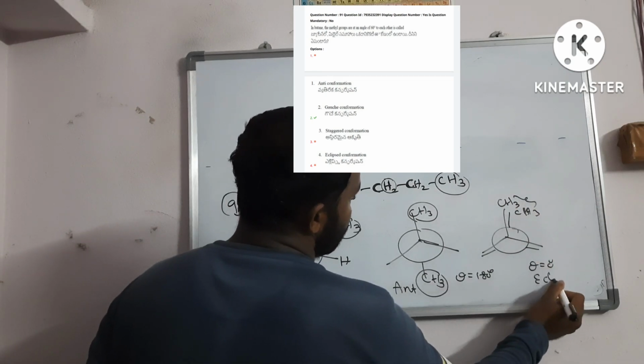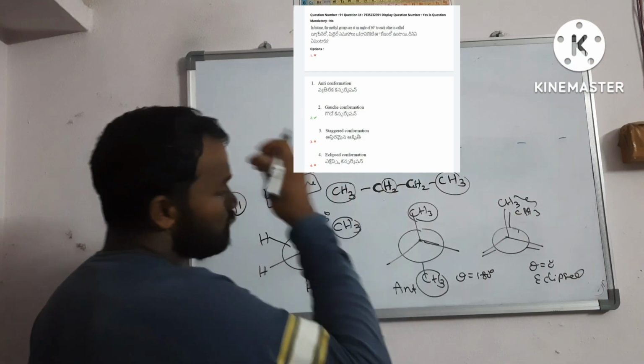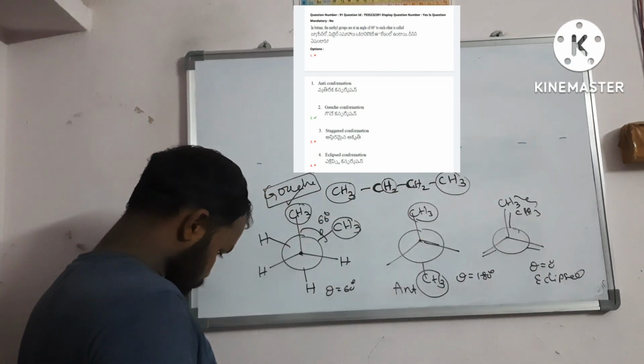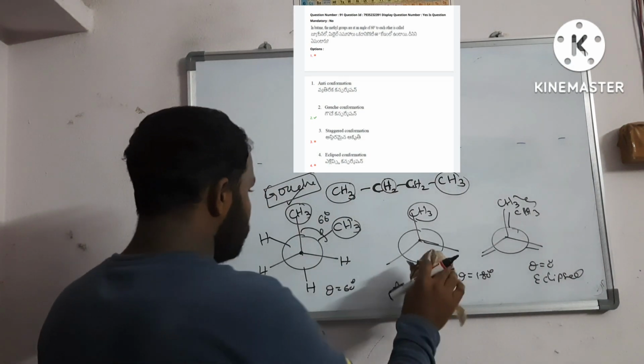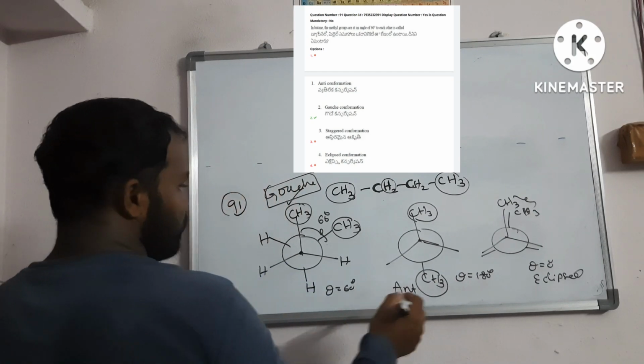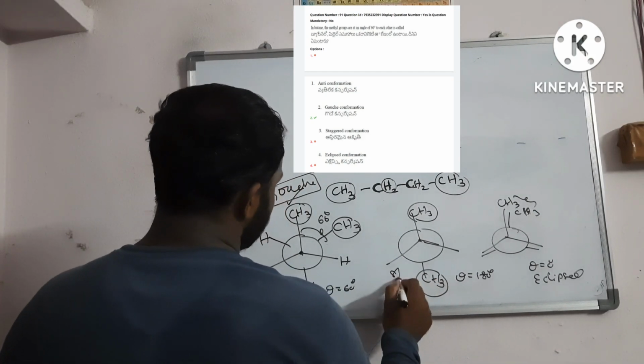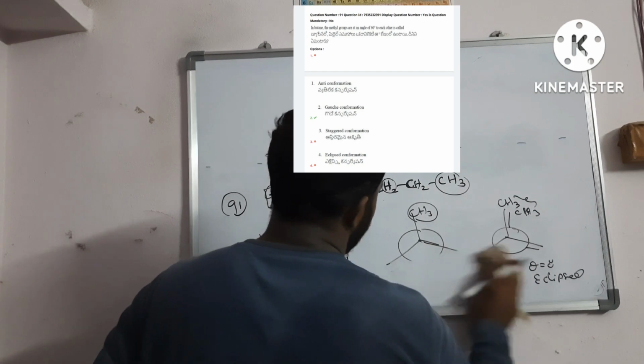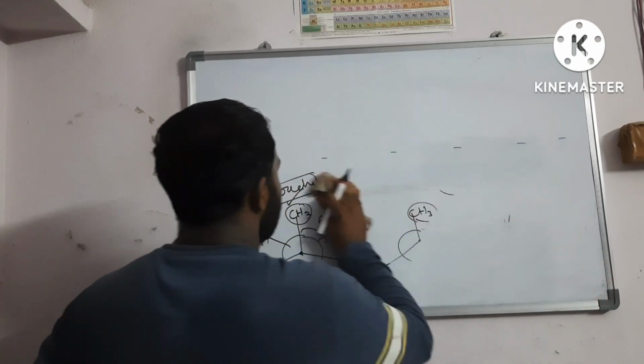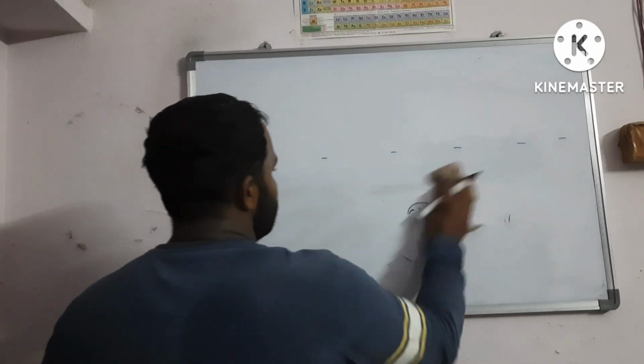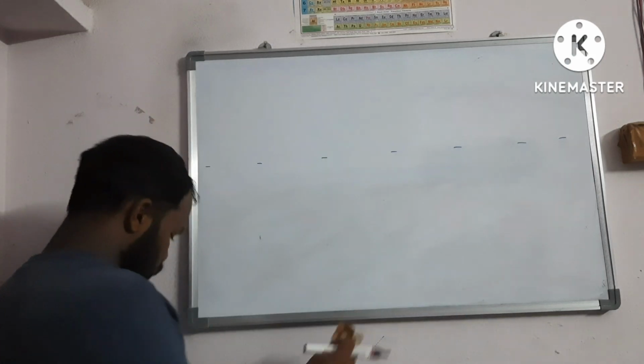This is called eclipsed conformation. This is a staggered conformation, you can say. Anti means staggered. Anti is nothing but staggered. Opposite is staggered. And angle 60 is called gauche.